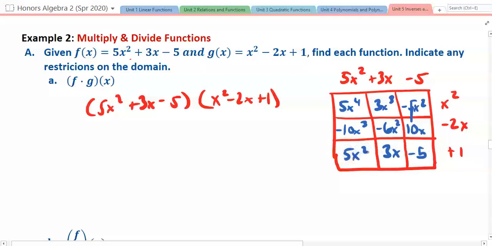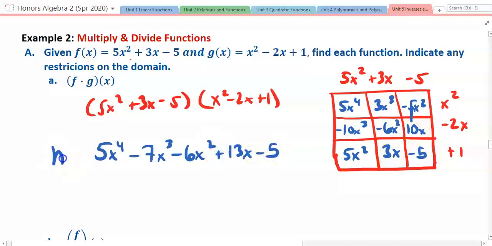Okay, now we combine our like terms, and so we're going to get 5x to the 4th. We got two x cubed terms here, so minus 7x cubed. We've got 3 x squared terms, so I've got a negative 5 and a positive 5. Those will cancel, leaving me with the negative 6x squared. This will give me a positive 13x and minus 5. Now, this would be our new h of x, because that would be the product of those two functions.